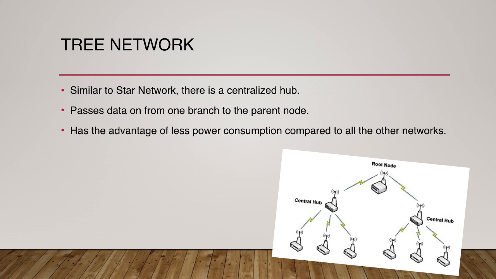The next one is tree network. Similar to the star network, there is a central hub, but there's also a root node. So it passes the data down from one branch to the parent node. One thing about tree network is it has the advantage of less power consumption compared to all the other networks. One thing you can see in this picture is it works exactly how it's described, like a tree.